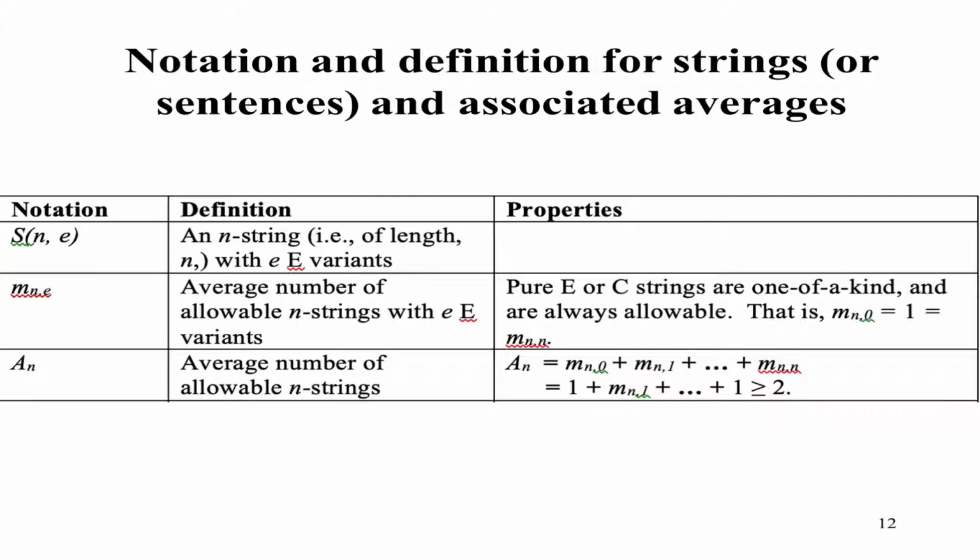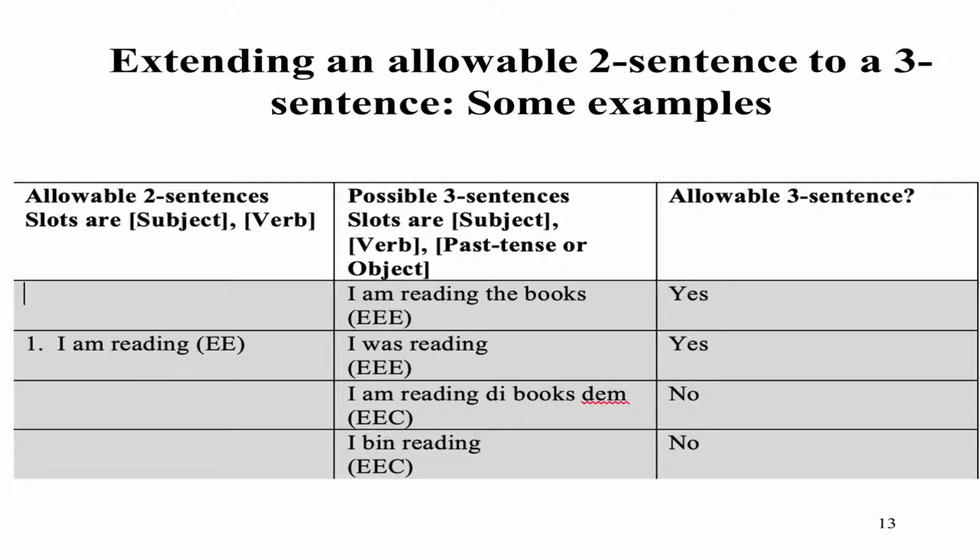The approach is going to be, consider how you get a sentence of length n plus 1 from a sentence of length n. So take a sentence, I am reading, of length 2. To get a sentence of length 3, you could say I'm reading something, the books. You could say the books or the book them. You could say, instead of I am reading, I was reading. So you introduce a past tense. This has 3 slots, and so on.